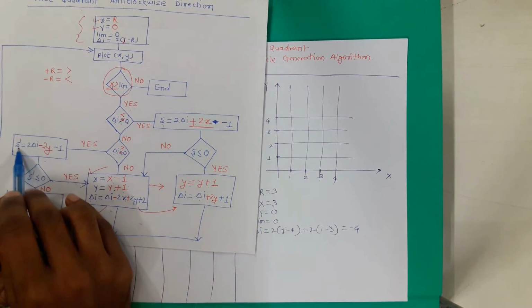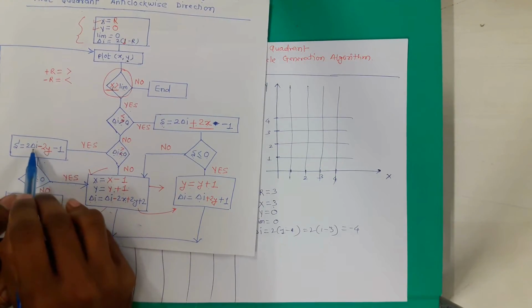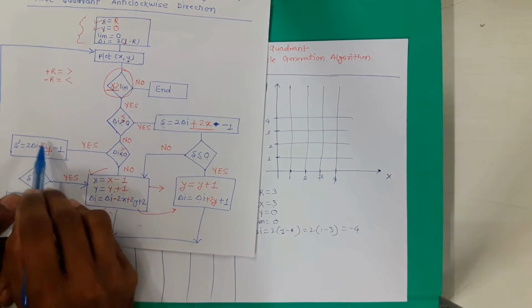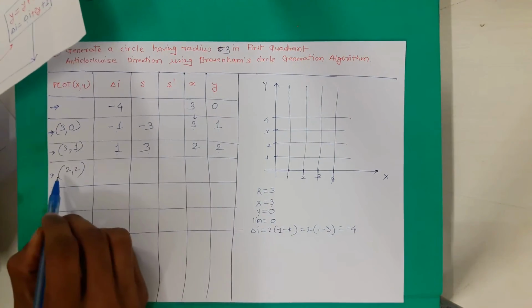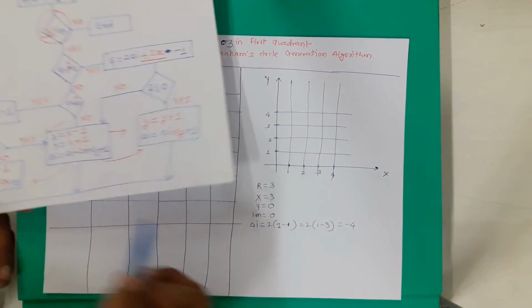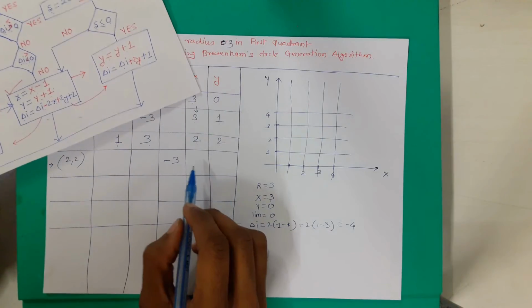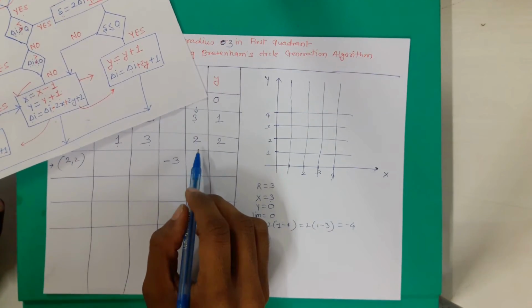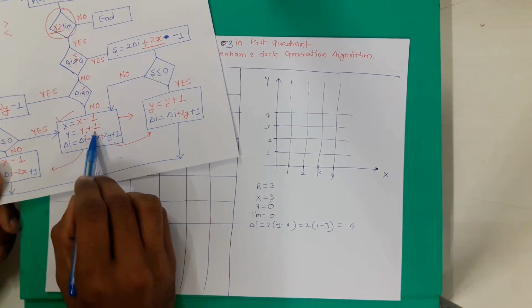Then calculate del dash. According to this formula and the current values of delta I and y, if you calculate del dash, then you will get minus 3. Write down in the current row. Del dash is this. Write down minus 3. Now minus 3 is less than 0. Yes. Then x must be decremented by 1, and y must be incremented by 1.